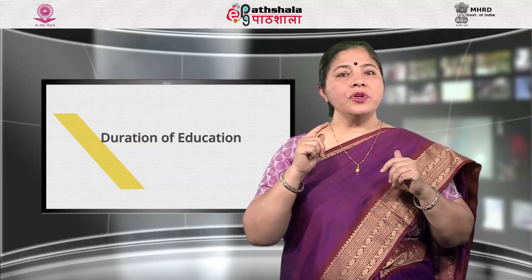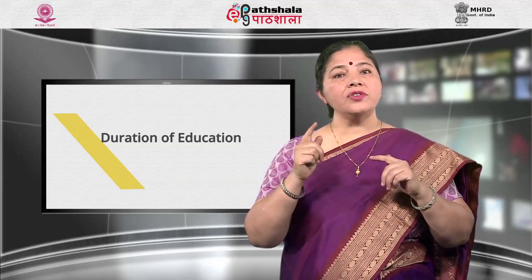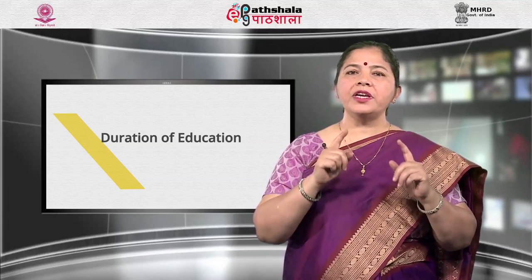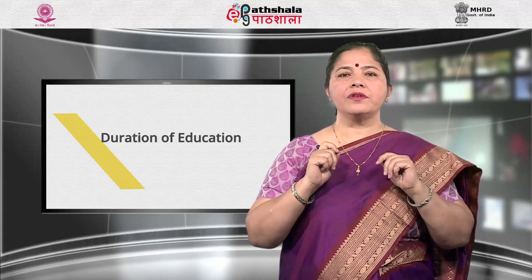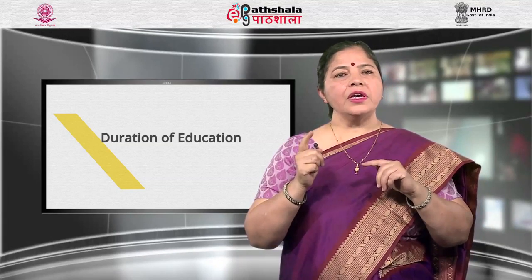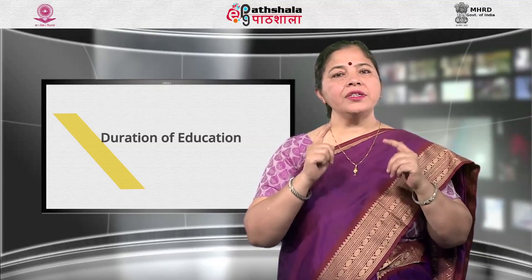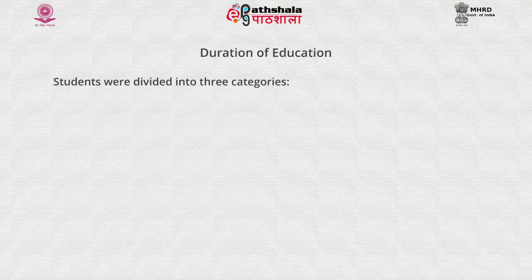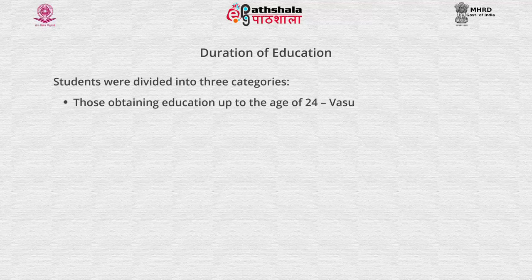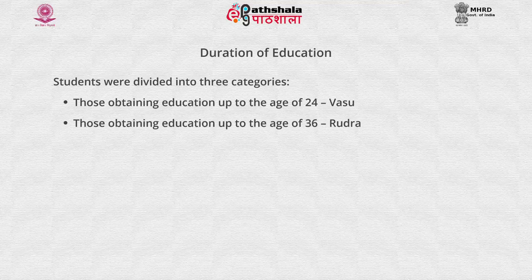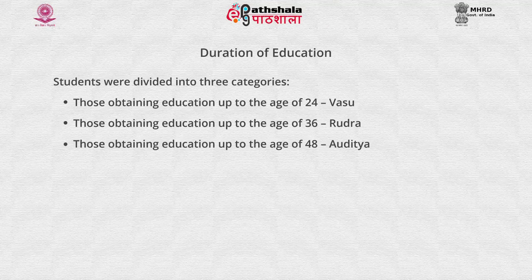Regarding the duration of education, in the house of the teacher, the students were required to obtain education up to the age of 24 years, after which he or she was expected to enter domestic life. Students were divided into three categories. Number one, those obtaining education up to the age of 24 years, that is Vasu; those obtaining education up to the age of 36 years, Rudra; those obtaining education up to the age of 48 years, that is Aditya.